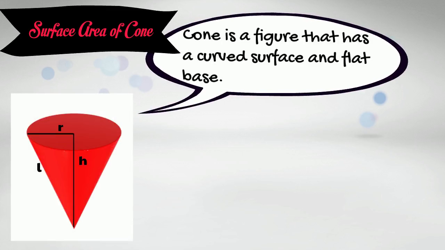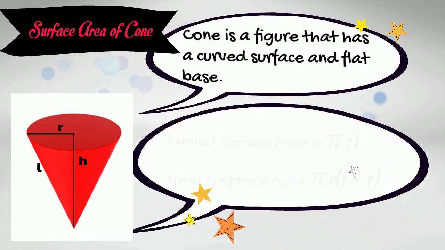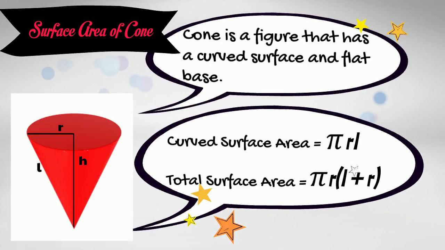Surface area of cone. A cone is a figure that has a curved surface area and a flat base. Formula for curved surface area is pi rl, and for total surface area is pi r times l plus r, where l is the slant height, r is the radius, and h is the height of cone.